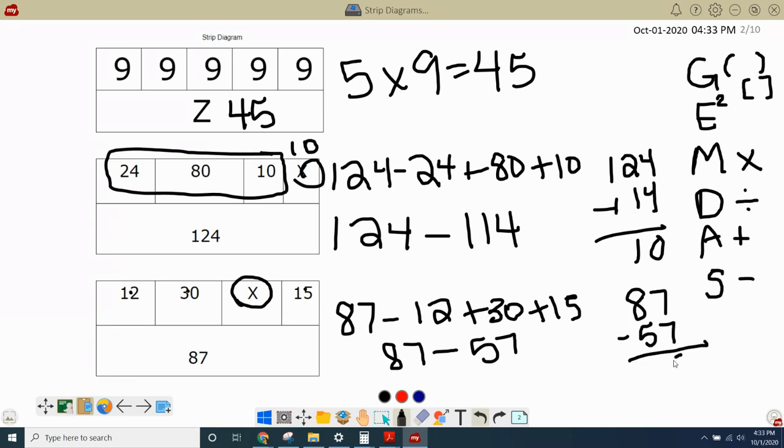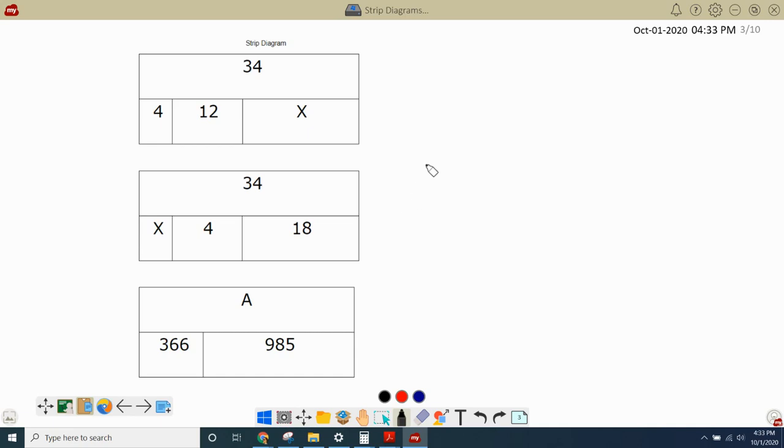Okay, 7 minus 7 is 0. 8 minus 5 is 3. So this X represents 30. Okay, all right. Let's go to our next group of numbers. All right, so try and find the missing number.